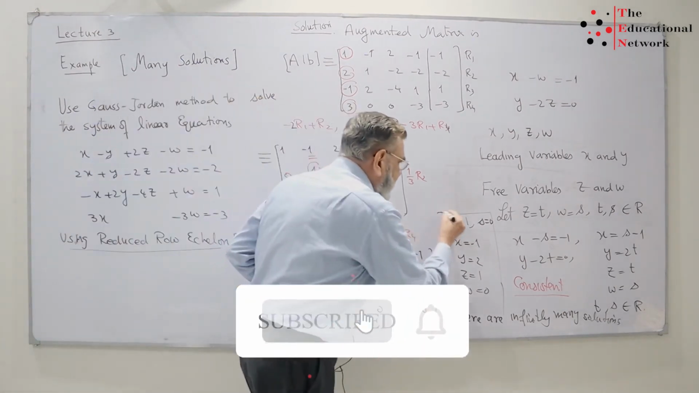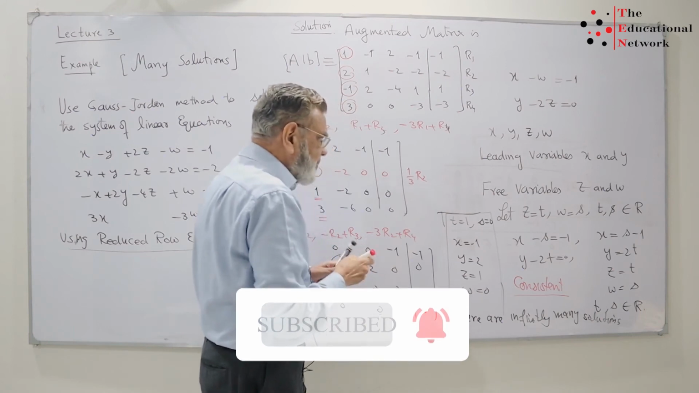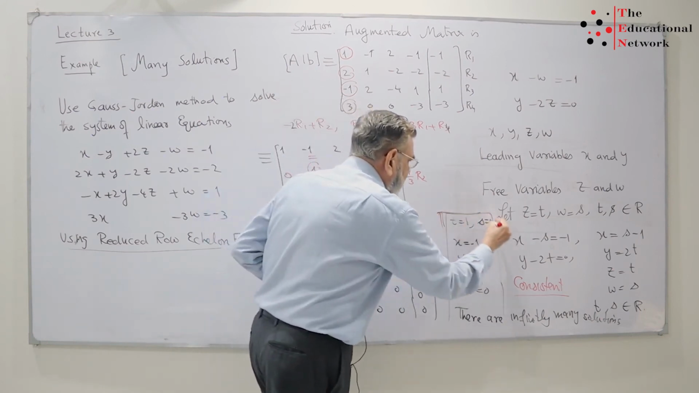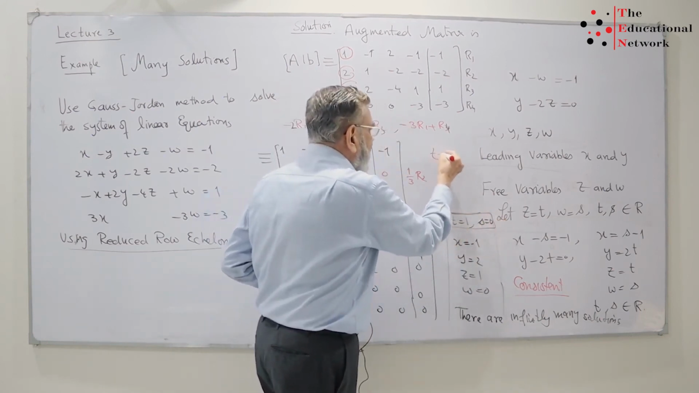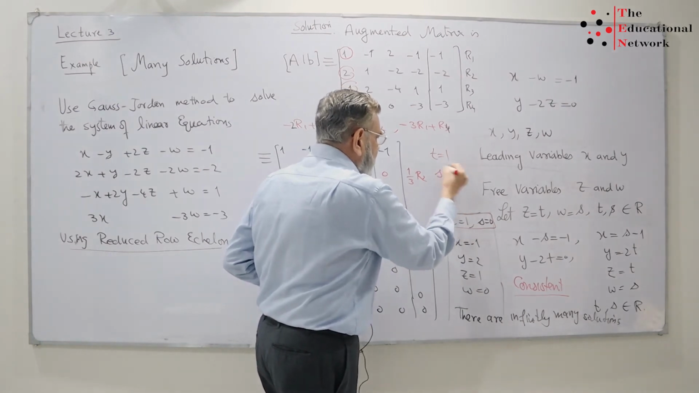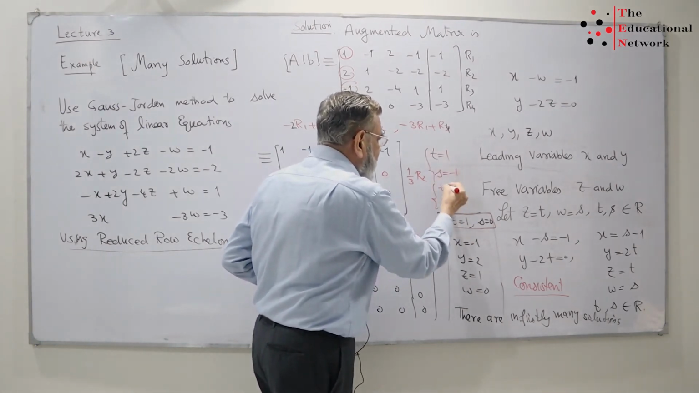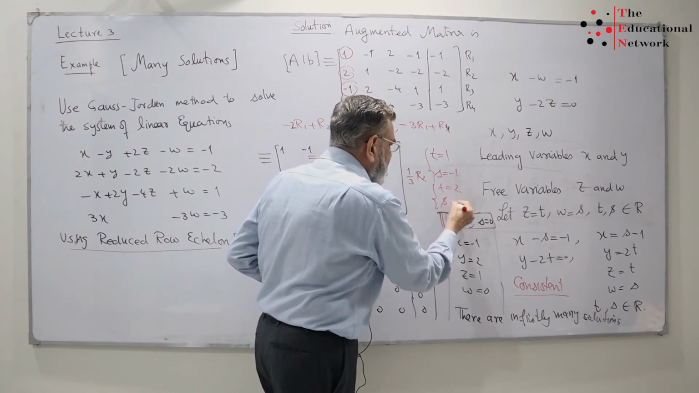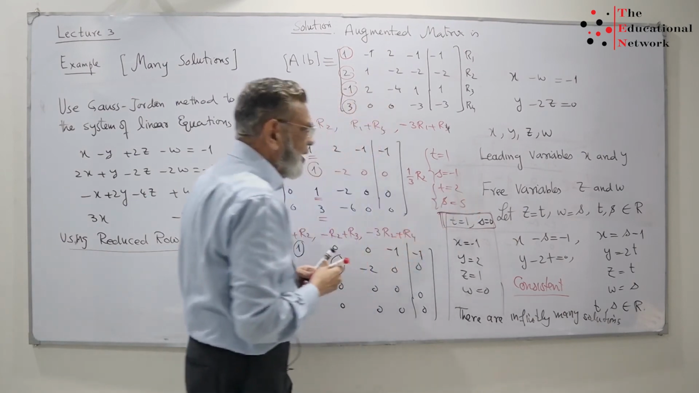I've just taken, for example, the values of t and s equal to 0 and 1. I can take any value. I can take t equal to 1, s equal to minus 1. I can take t equal to 2, s equal to 5, and so on. So for each value, we'll have a solution.